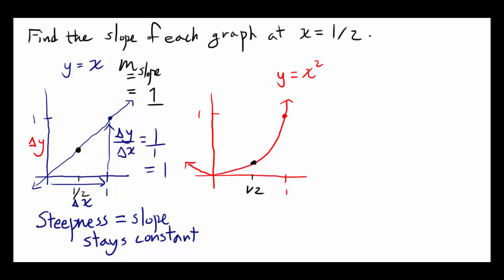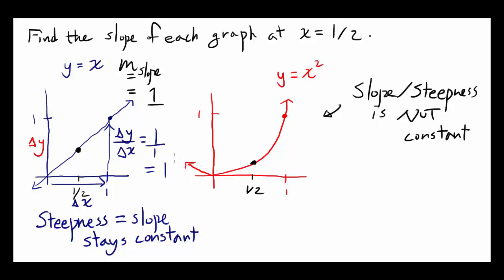Now let's look at the second one. Now this one looks more complex. This one is a parabola, y equals x squared. How can we find the slope at 1/2? Well, the most fundamental thing you have to realize is that for this, the slope or the stiffness is not constant.